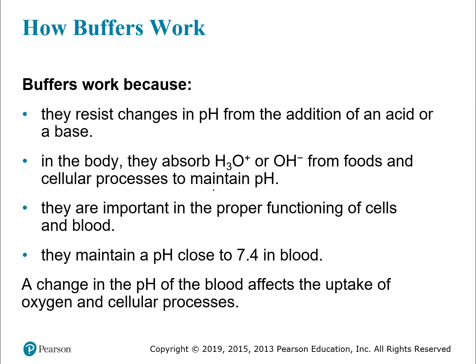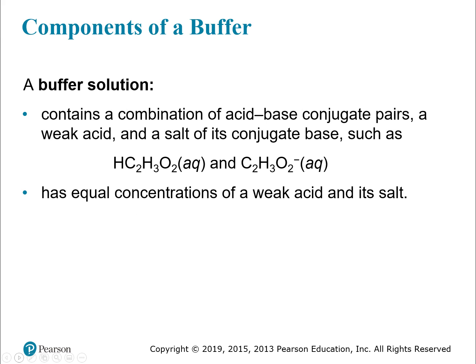Buffers are very important for the proper functioning of cells and blood, okay? In blood, your pH is around 7.4, and if it varies outside of that too much, you can actually become quite sick. We'll talk about the buffering in the blood and what the results are if your pH is a little too high or too low.